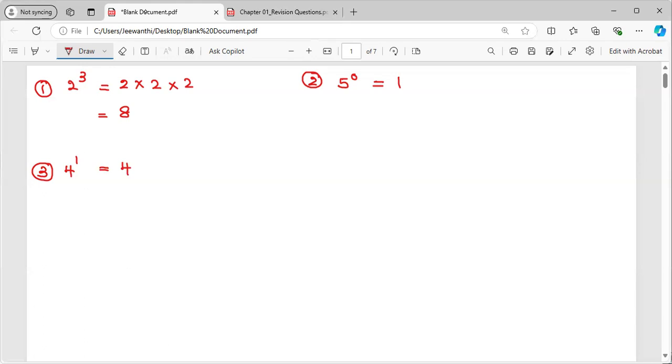So whatever the base value, if the index is 1, your answer will be equal to the base value. And as in question number 2, whatever the base value, if the index is 0, the answer is always 1. Irrespective of the base value, we always get the answer 1.